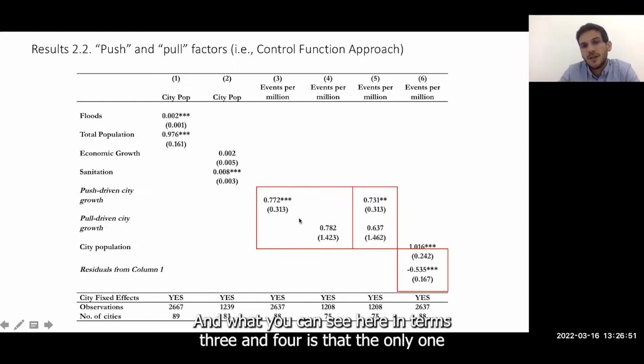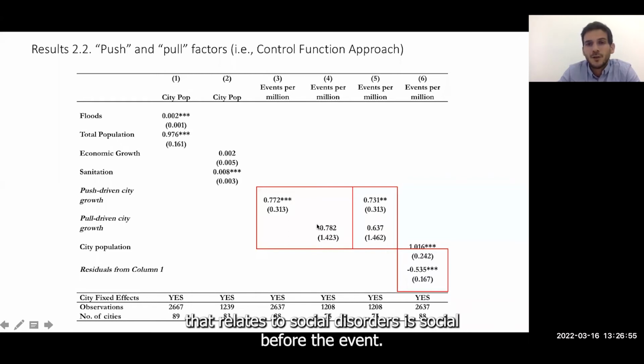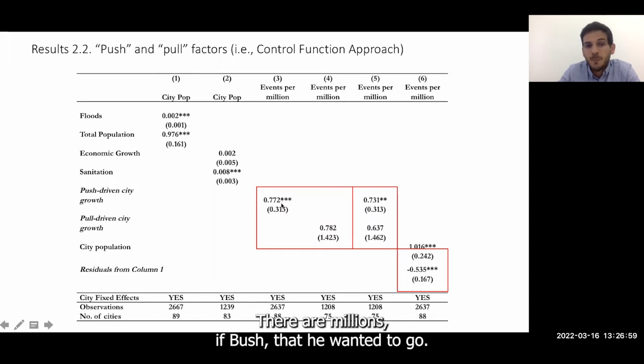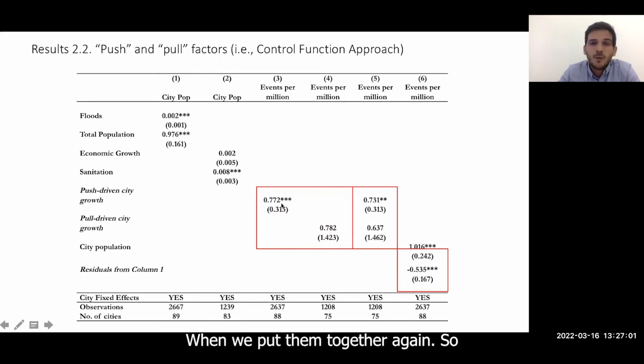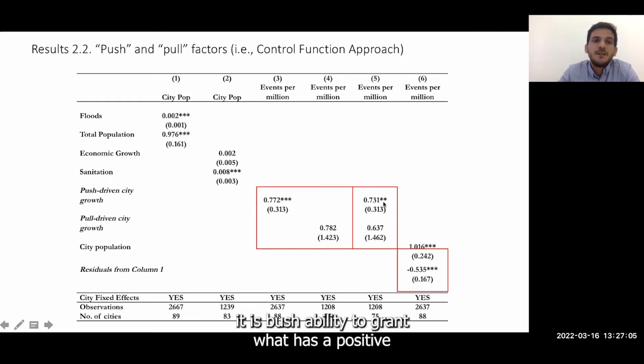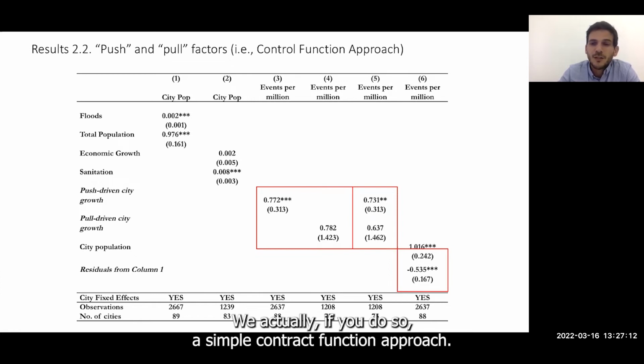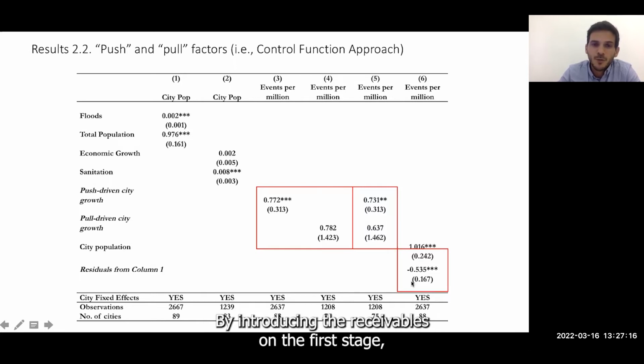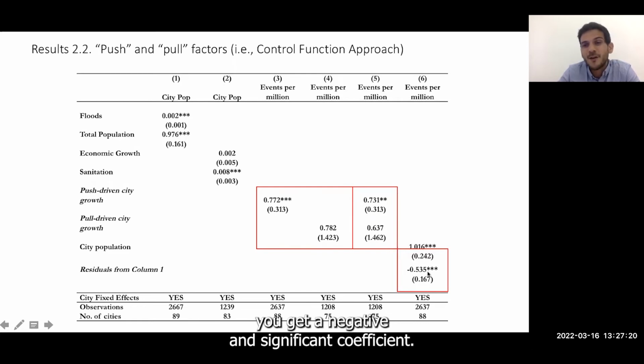And what you can see here in columns 3 and 4 is that the only one that relates to social disorders, this is social disorder events per million, is push-driven city growth, all right? When we put them together, again, it is push-driven city growth that has a positive and significant coefficient, not pull-driven city growth. Nicely, actually, if you do a simple control function approach by introducing the residual from the first stage, you get a negative and significant coefficient, all right?